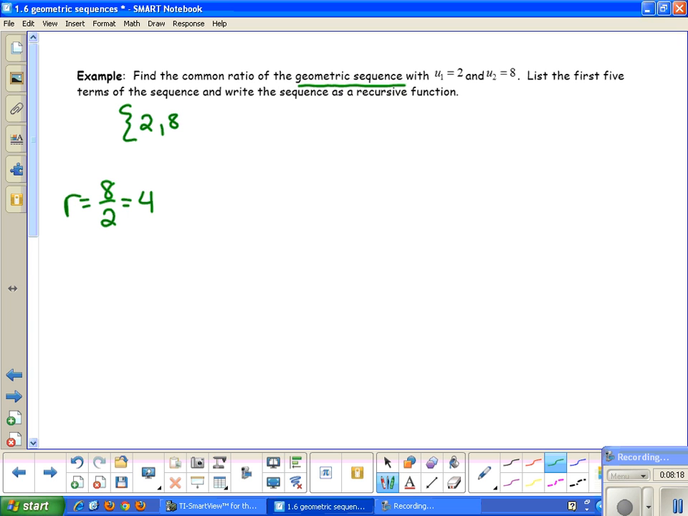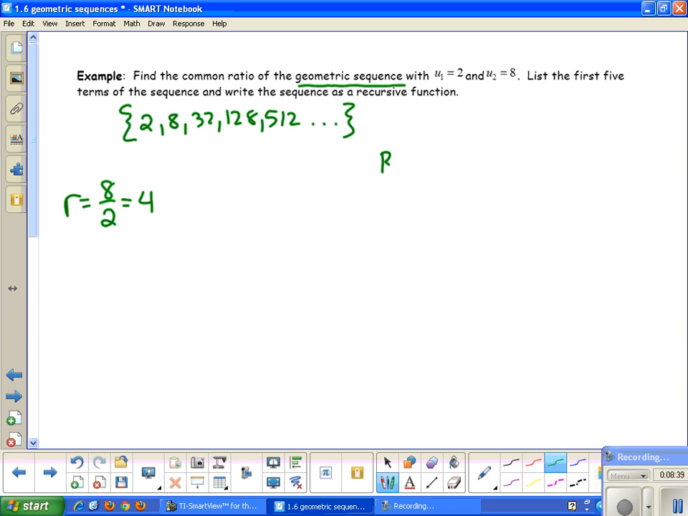So 2 times 4 is 8. 8 times 4 would be 32. 32 times 4 is 128. 128 times 4 is 512. And so on. So that gives me the first 5 terms of the sequence written out. Then we want to write this as a recursive function, and we're going to do explicit as well.